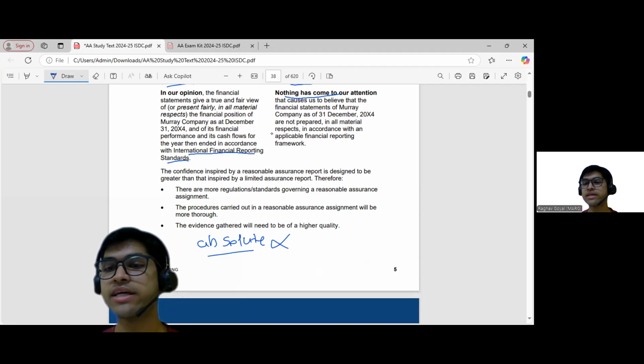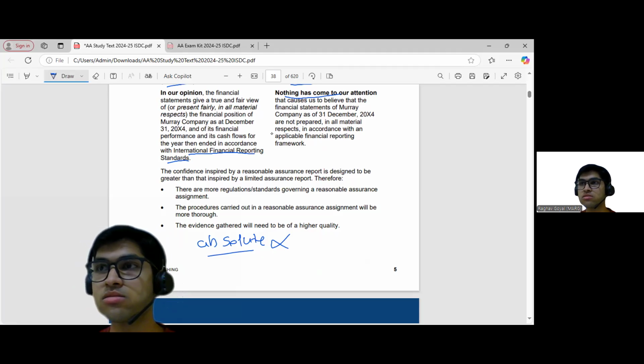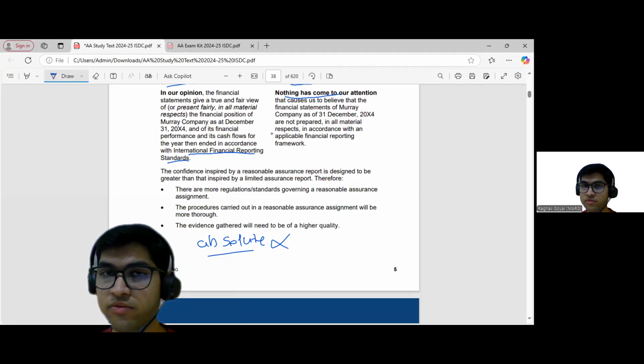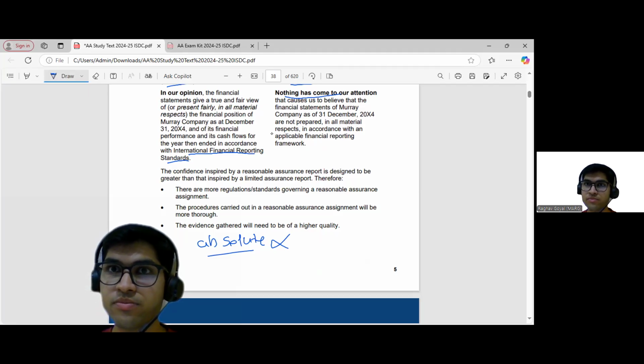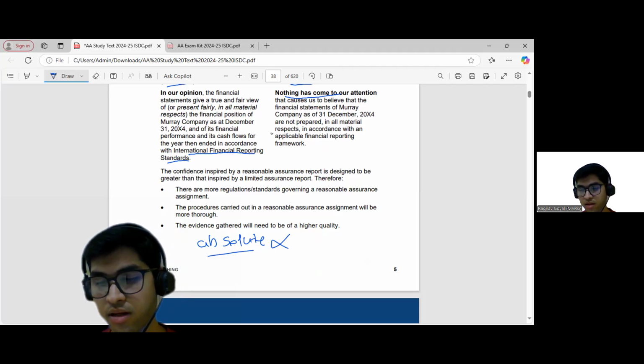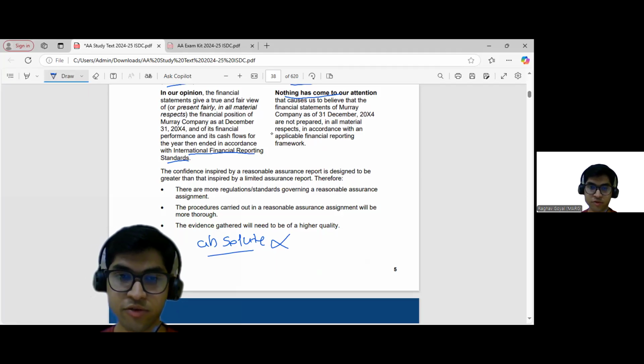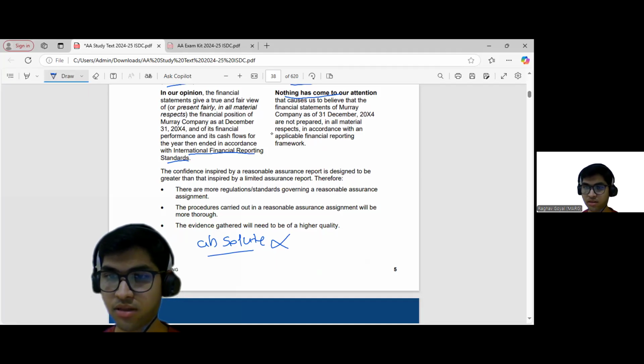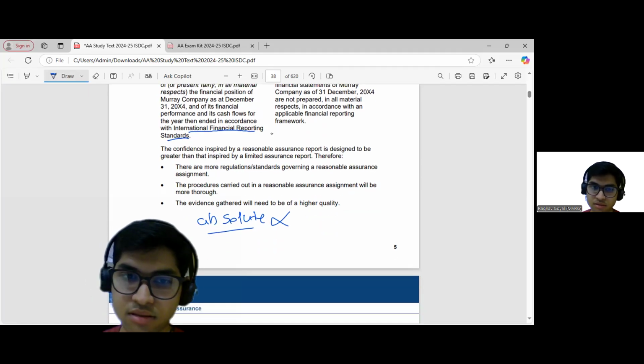What do we mean by materially misstated? They shouldn't be so wrong that your financial statements become useless, right? So there are levels within which, if your numbers are slightly off, it's still acceptable. For larger companies, that number would be higher. For smaller, it would be lower. We will be looking at materiality and misstatements later as we progress.